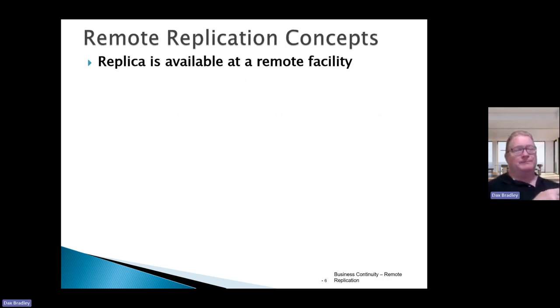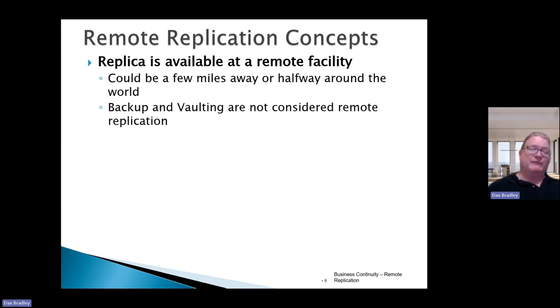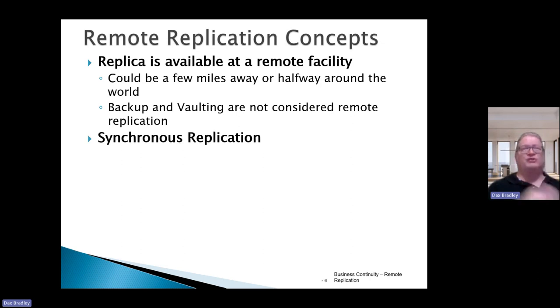So a replica is available at a remote facility, and it could be, like we said, a few miles away. It could be around the world. Backup and vaulting are not the same thing as remote replication. Remote replication involves remotely logging in virtually from one location to another physically at the same time and performing the backup that way, rather than creating a backup on site and then transporting that data offsite, as we've talked about in the past with duplication. Remote replication or replica at a remote facility is not the same thing as vaulting.